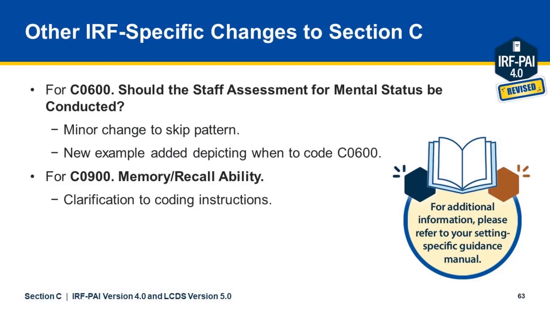There are a few additional changes to Section C guidance for C0600 and C0900 that include minor changes to skip patterns, new examples added for depicting when to code C0600, and clarification to coding instructions. And we invite you to refer to the IRF-PAI for additional information regarding those changes.